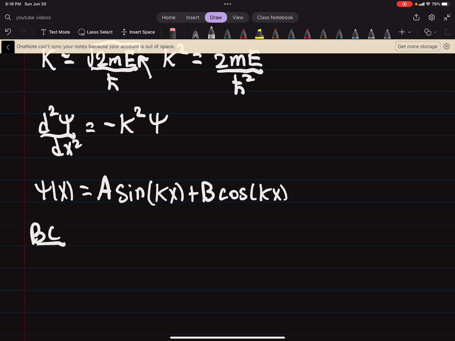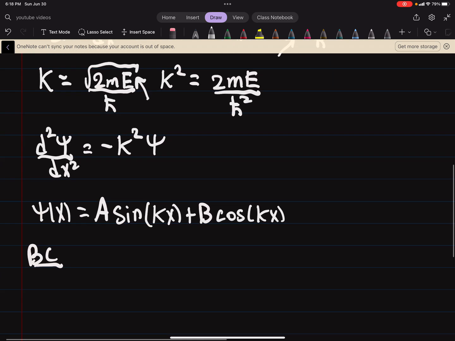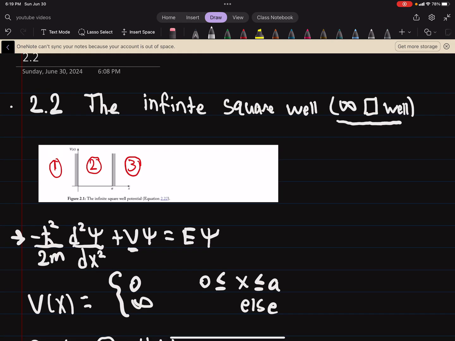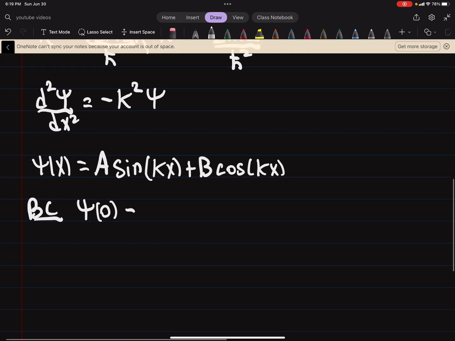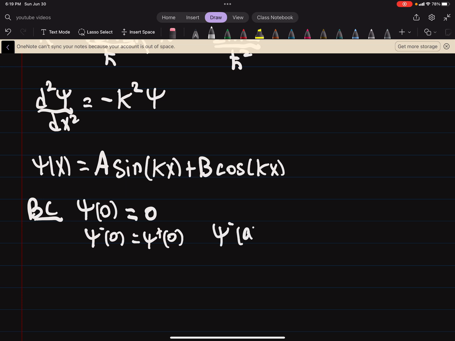Okay, so what are our boundary conditions? Well, there's a couple. The first one: psi at 0, our wave function has to be continuous. So at 0, to the left of 0, we know psi is 0. So to the right of 0, it also has to be 0. So this is basically saying psi to the left equals psi to the right. And that is true also for psi at A. So psi at A needs to also be 0, because to the right of it, it is 0, and our wave function has to be continuous.